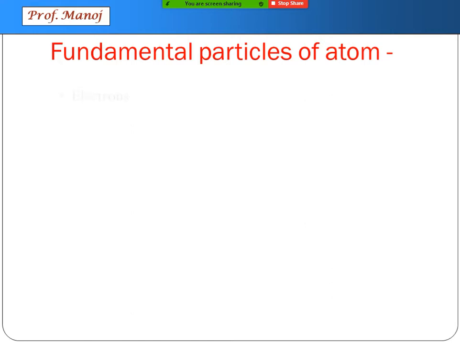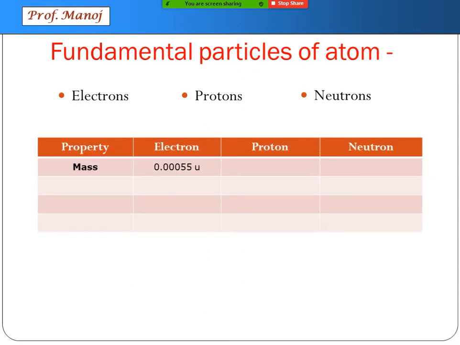As we know, the fundamental particles of the atom are three, that is electrons, protons and neutrons. We must know their basic properties and even their property values by heart. For example, the electron's mass is 0.00055 unified mass. The proton's mass is 1.0073, and the neutron among them is the heaviest, 1.0087.